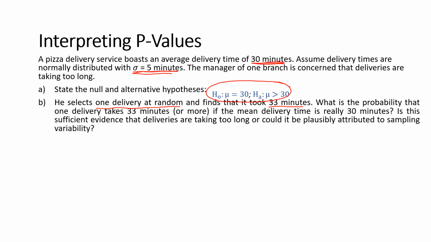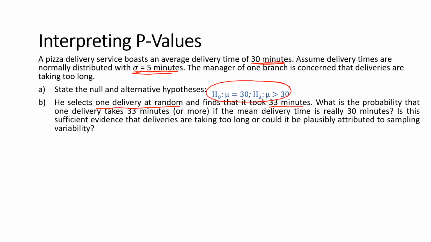Is that just a coincidence that that one delivery took longer than it was supposed to, or is this enough evidence to think that they're all taking too long? That's what we need to figure out. So we're going to have to calculate the probability here. What's the probability that one delivery takes 33 minutes if the mean delivery time is really 30 minutes like it's supposed to be?